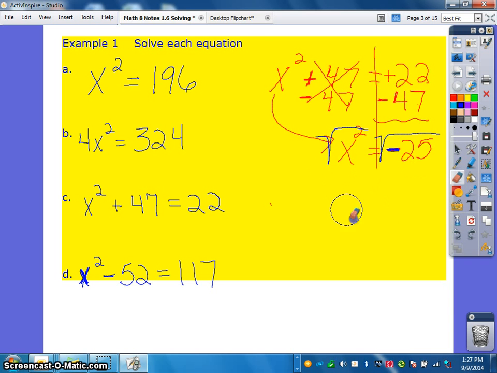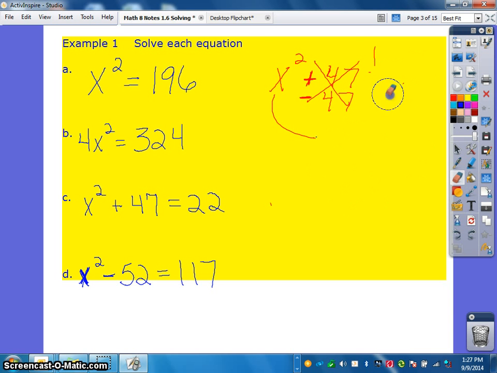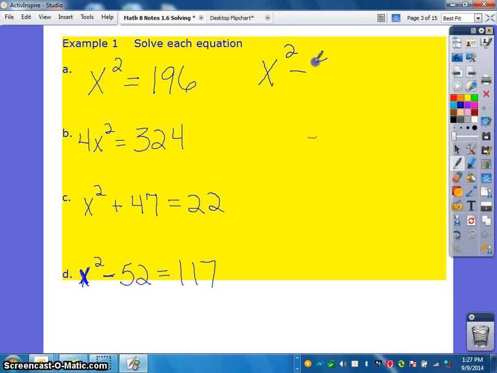All right, one left. And then you're on your own for page 10. x squared minus 52 equals 117. Work it out in your notes. Raise your hand when you get the answer.